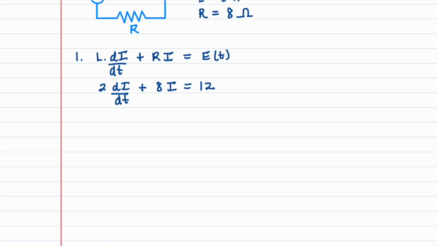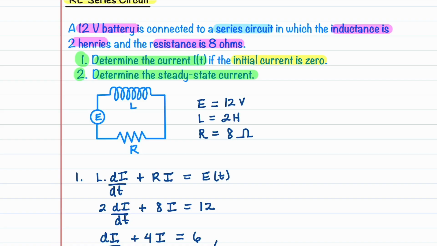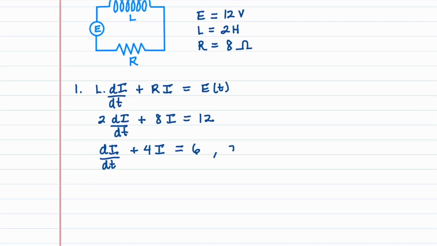Let's go ahead and divide by 2, so we have di/dt plus 4I is equal to 6. And we have an initial condition for this. We are told up here in yellow that the initial current is 0. So we can say that I at 0 is equal to 0. And there's the differential equation that we need to solve.